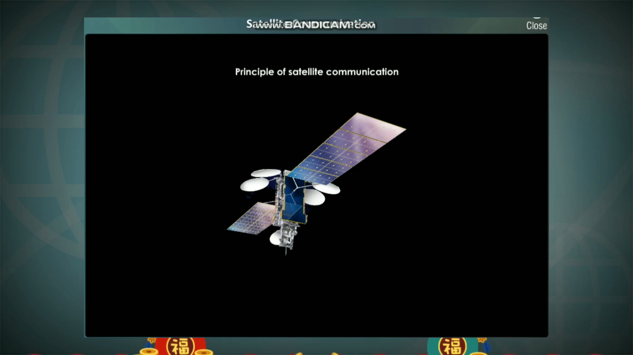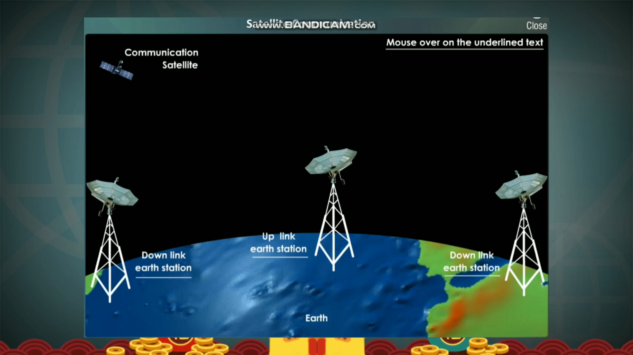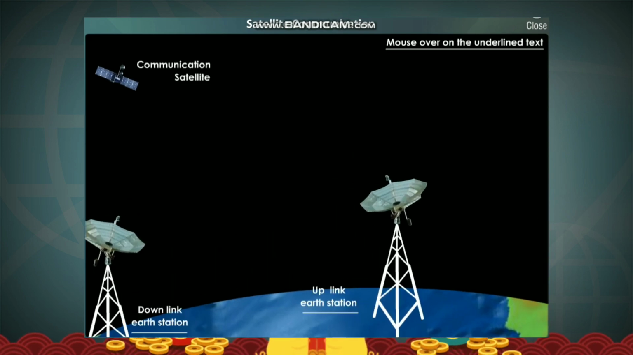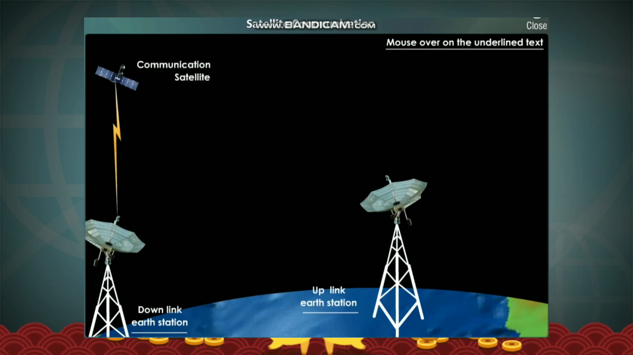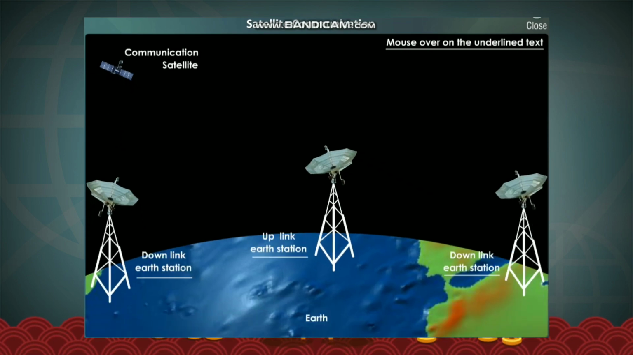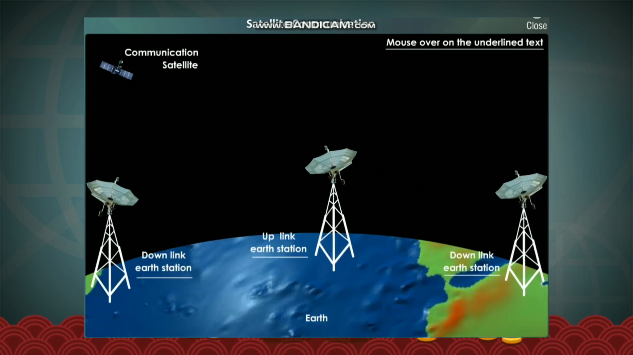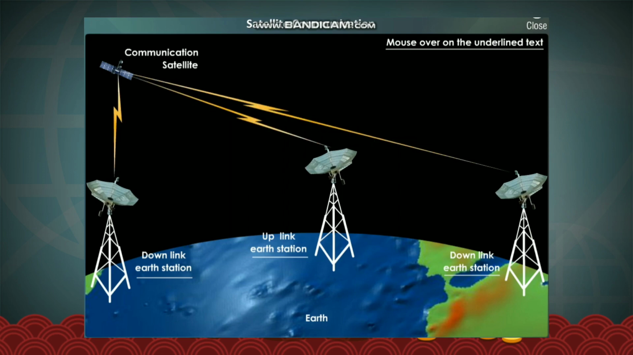Principle of satellite communication. The process of communication begins in an Earth station. The Earth station is an installation designed to transmit and receive signals from a satellite in orbit around the Earth. Earth stations send information in the form of high-powered, high-frequency signals to satellites that receive and retransmit the signals back to Earth. These retransmitted signals are then received by other Earth stations in the coverage area of the satellite.